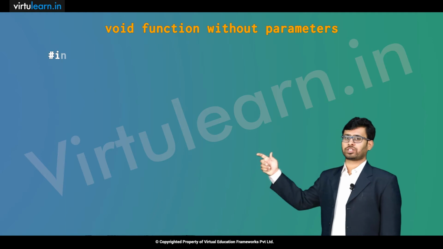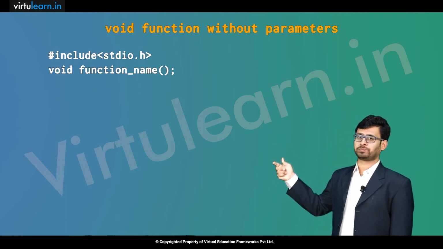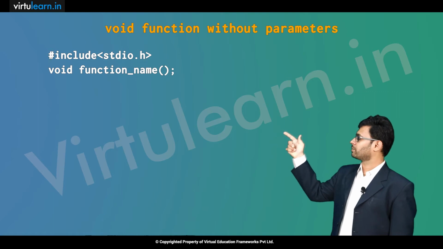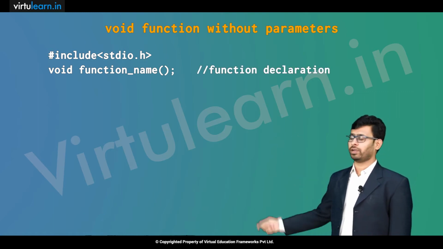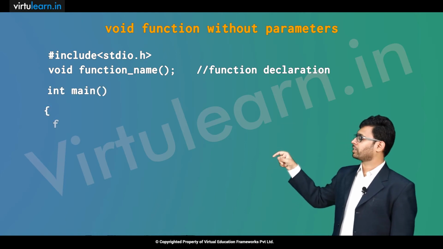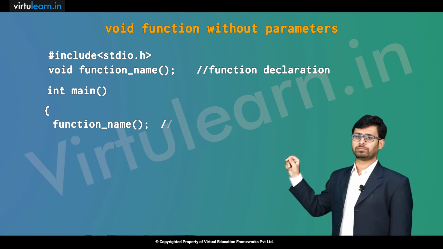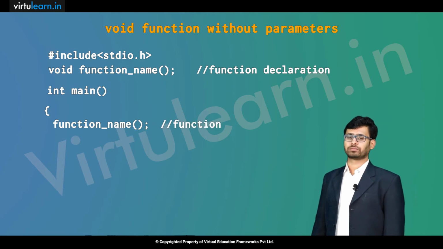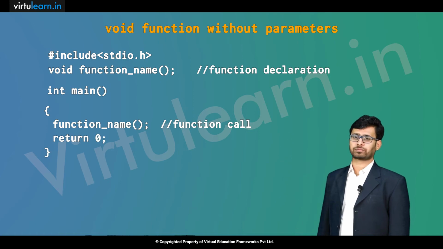First, write hash include stdio.h, followed by void space function name. We need to write the function name in the function declaration with a semicolon. Then int main, and within that we need to write the function name, semicolon, that is the function call, return 0, and we need to close the main function.